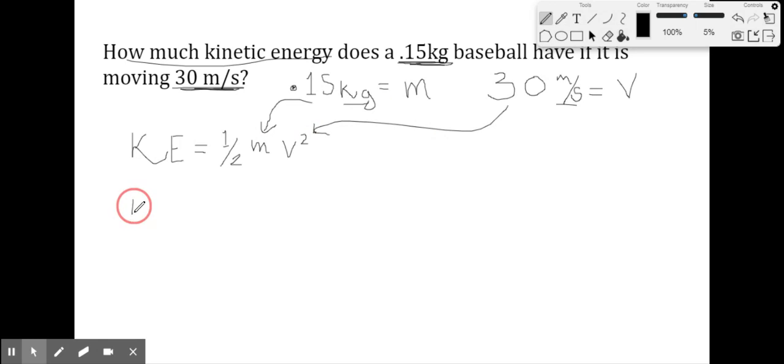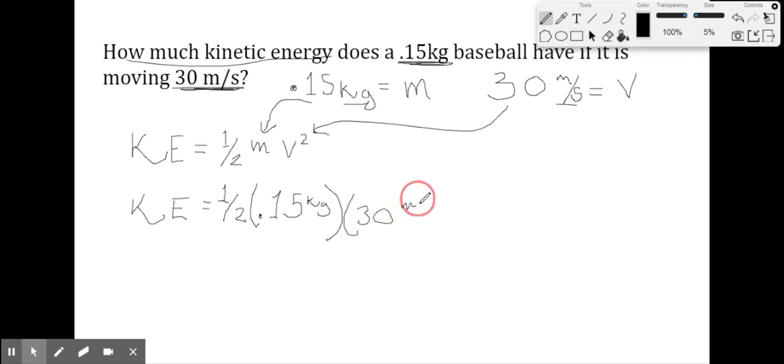So when I write that again, I'll just substitute in what I know. KE equals 1/2, that's staying as 1/2. And then my m I know is 0.15. That was kilograms. And then my velocity was 30 meters per second. And that whole thing is squared. So that means I'll multiply the 30 twice, or I'll square the 30 and multiply it by the rest. So punch that in your calculator and see what you end up with.